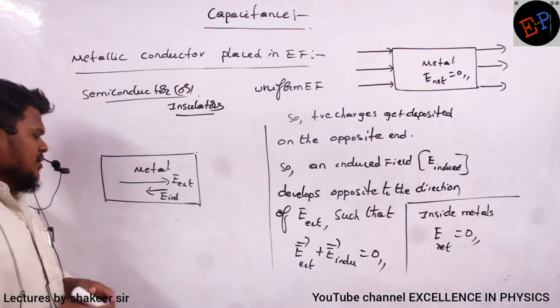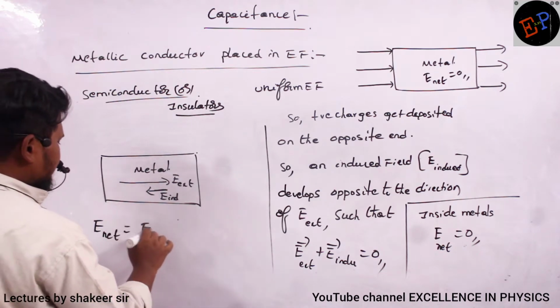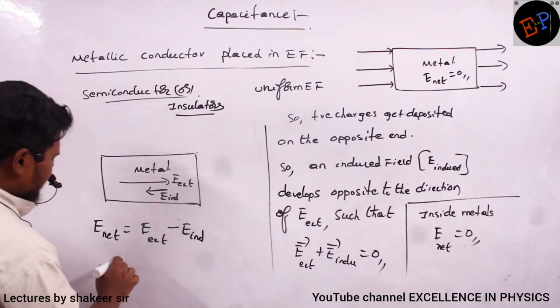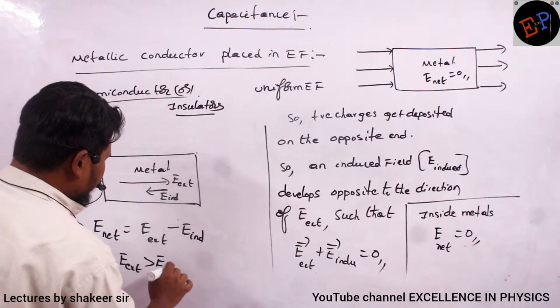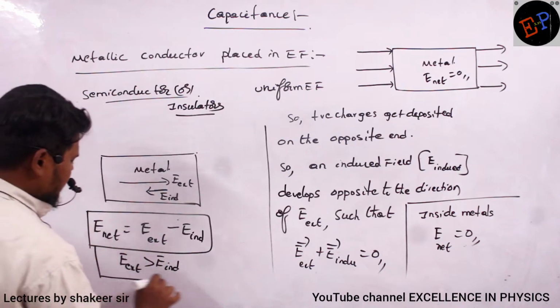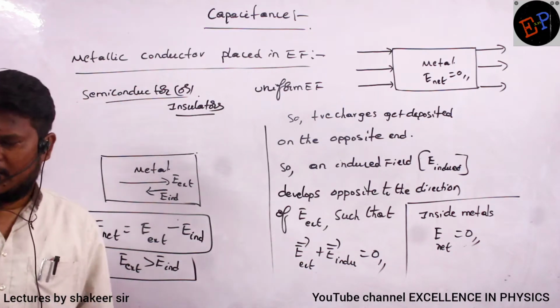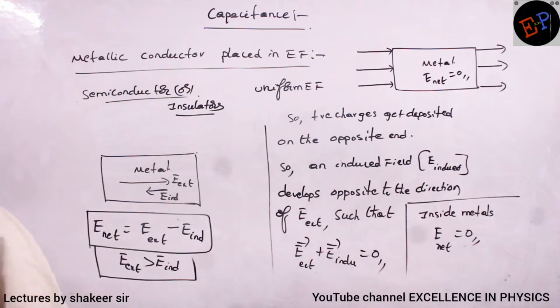Is it clear? So therefore, in this condition, the net electric field will be how much? It is E external minus E induced. And E external is always greater than E induced. So this is what happens when you apply an external electric field in the case of metals and non-metals, or insulators or semiconductors. Clear, no? That's it.